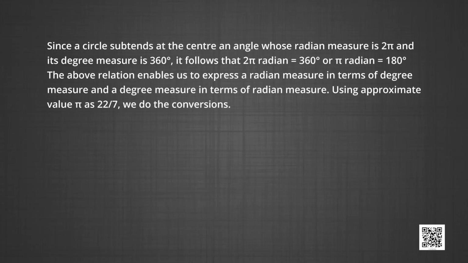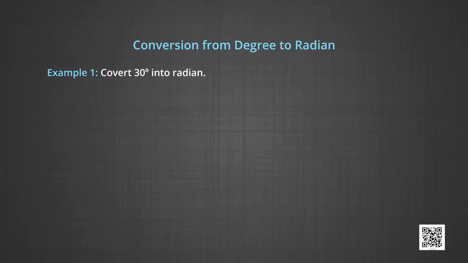Here we are going to use the value of pi as 22/7, which is an approximation of pi, and with the help of this value we are going to do the conversions. Now, we will see conversion from degree to radian. In example 1, we will convert 30 degrees into radians.